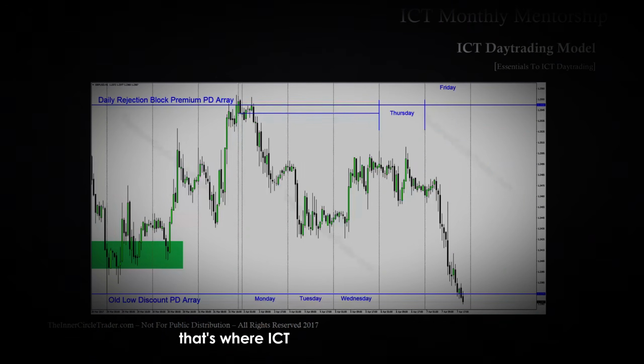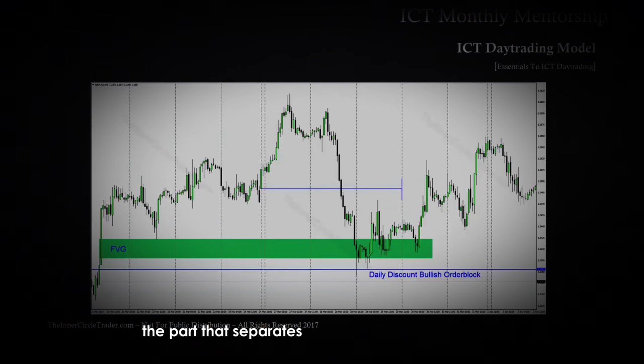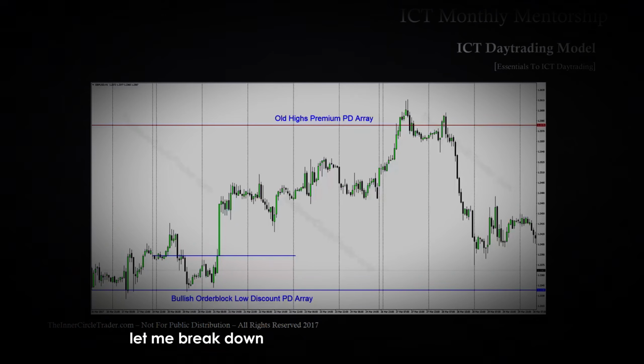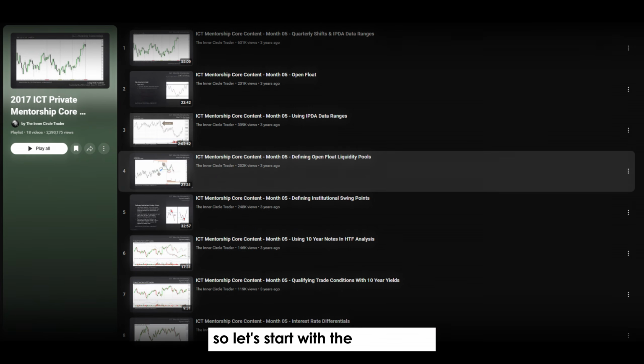That's where ICT breaks everything down. He shows you the deeper side of price, the parts that separate someone who understands setups from someone who understands the market itself. So let me break down what's inside each of these months and why they're absolutely necessary if you want to master this craft. So let's start with month 5.